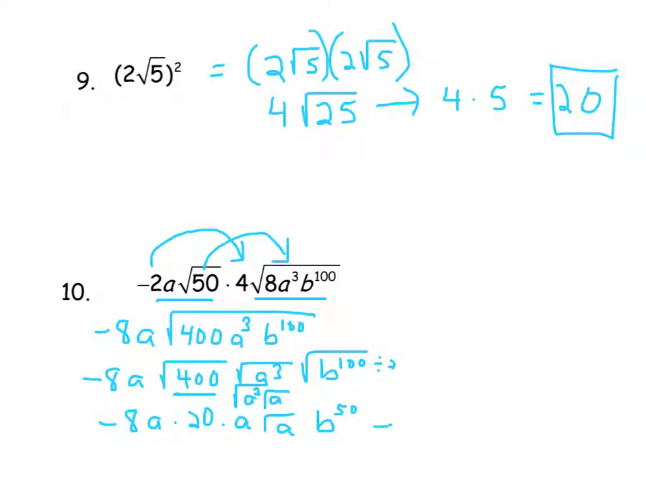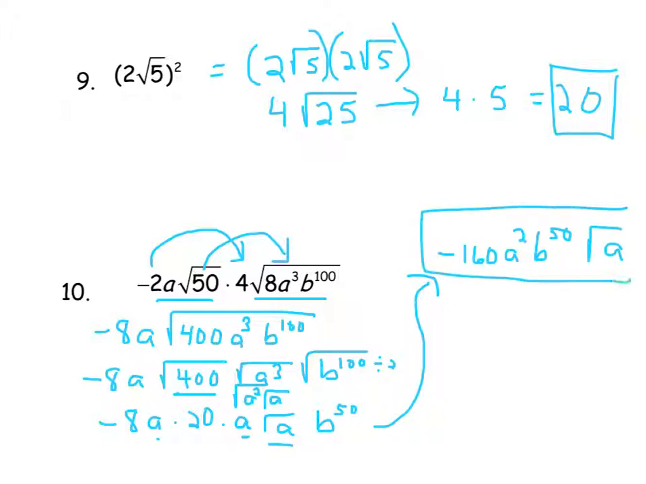Now I'm just going to come over here and put everything together. So negative 8 times 20 would be negative 160. And then I have an a times this a. These two a's multiplied together would be a squared. Then I have b to the 50. And then inside the radical I have radical a. So there would be my answer.